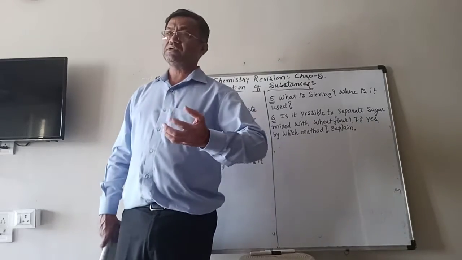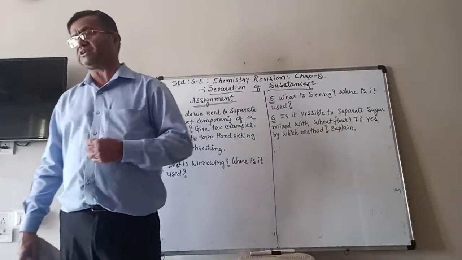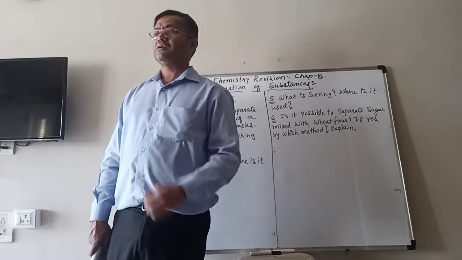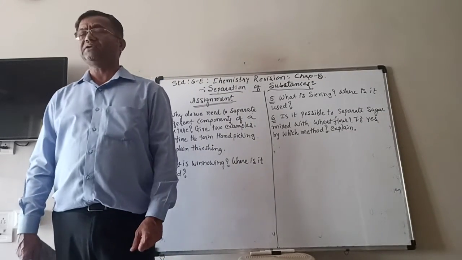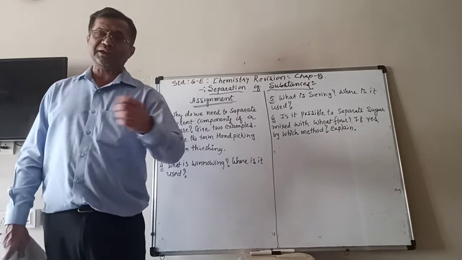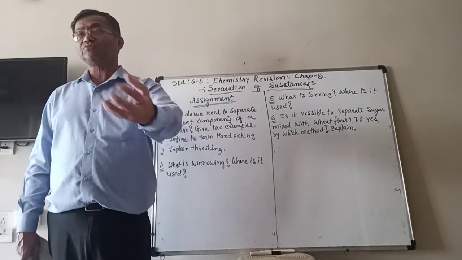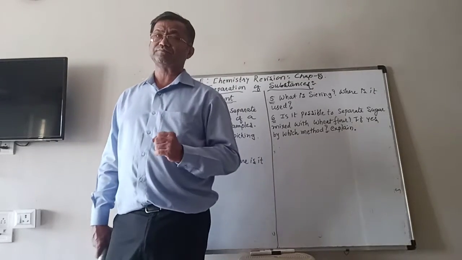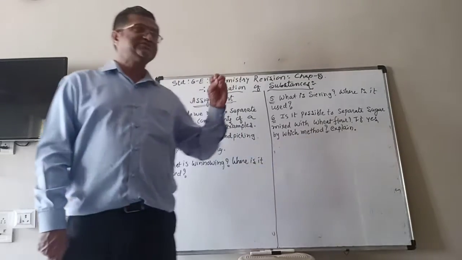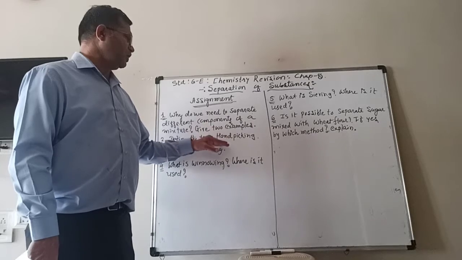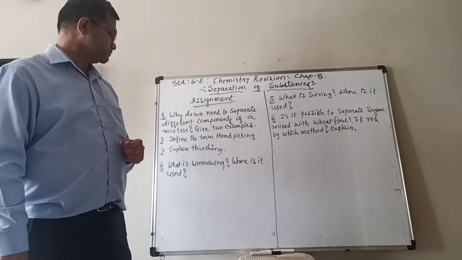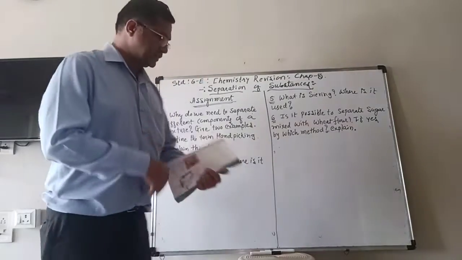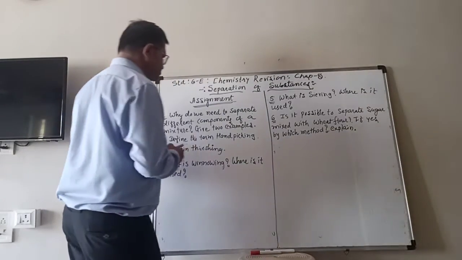Similarly, when we separate the fruits from the basket, when we pluck the flowers from the plant, or we pluck the vegetables, it is also the method of hand picking. So that is the simplest method of hand picking. Then the other method is threshing.